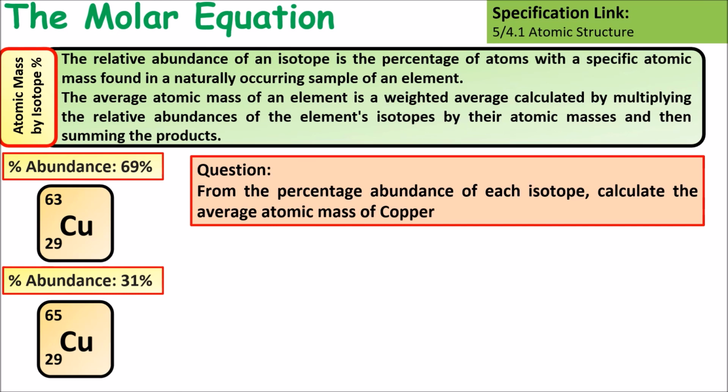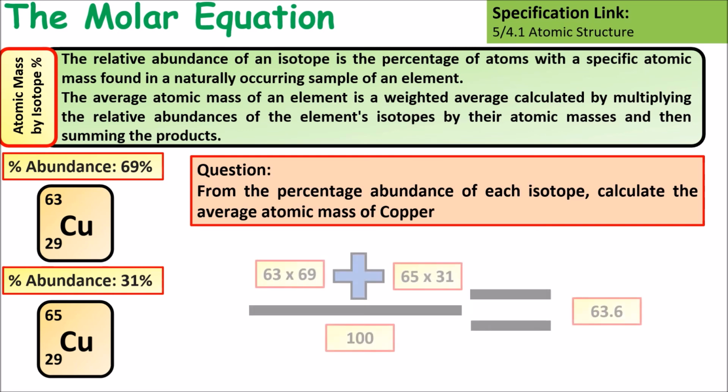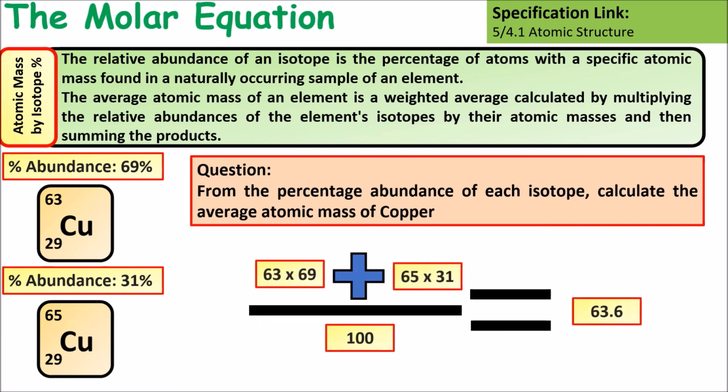You could also do this for copper, so 69% has a mass of 63, while 31% has a mass of 65. So you would do 63 times 69 plus 65 times 31, divide that by 100, which would give you 63.6.